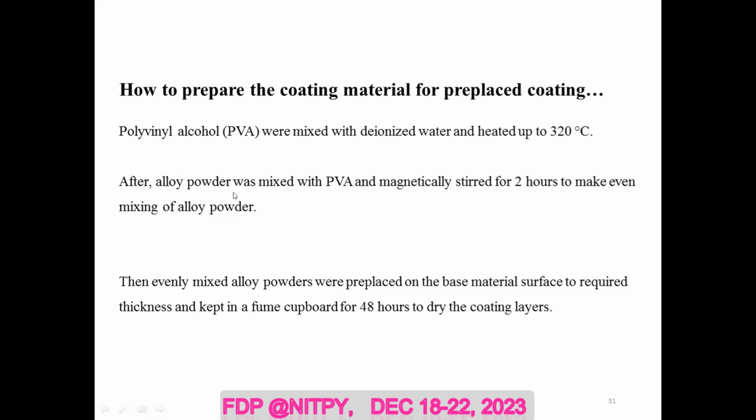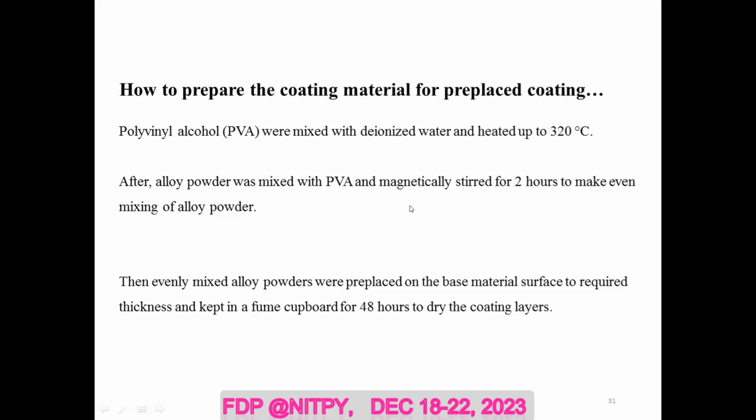After that, the alloy powder was mixed with PVA and magnetically stirred for almost 2 to 3 hours to make a thick paste, and also to mix the alloy powder together. Then the mixed alloy powder will be taken and evenly pre-placed on the base material surface to the required thickness.